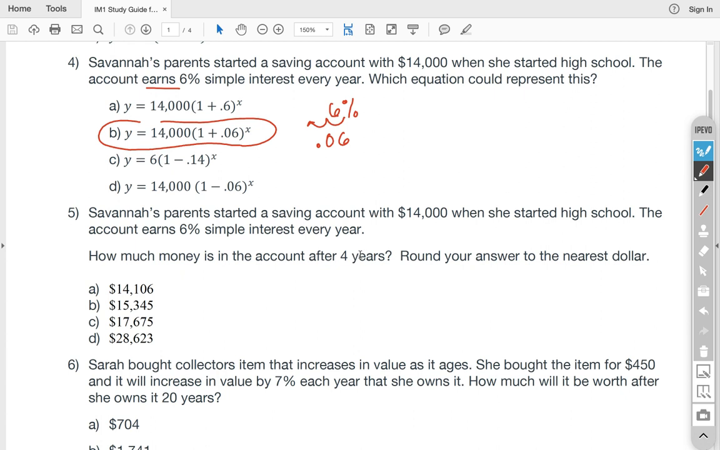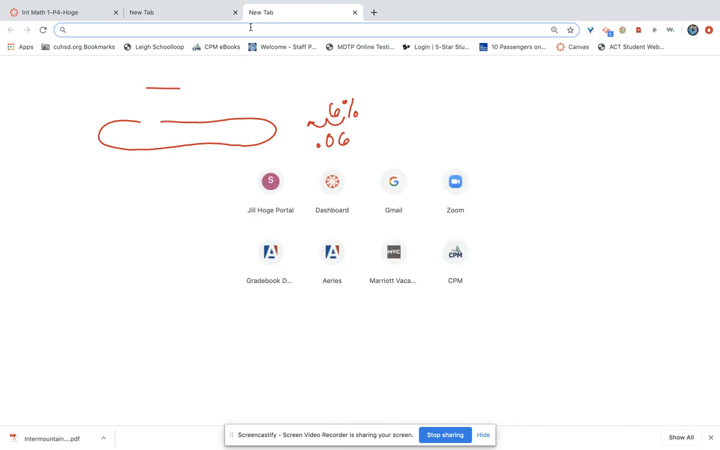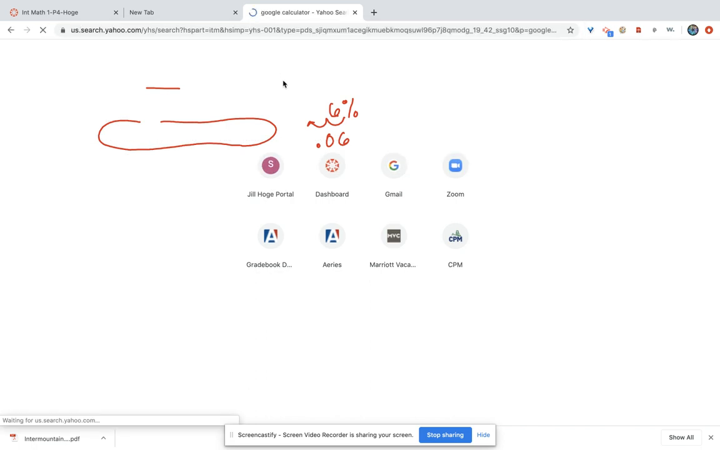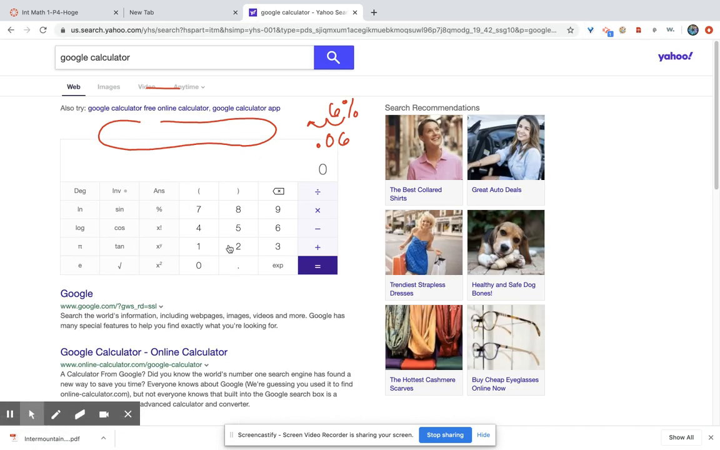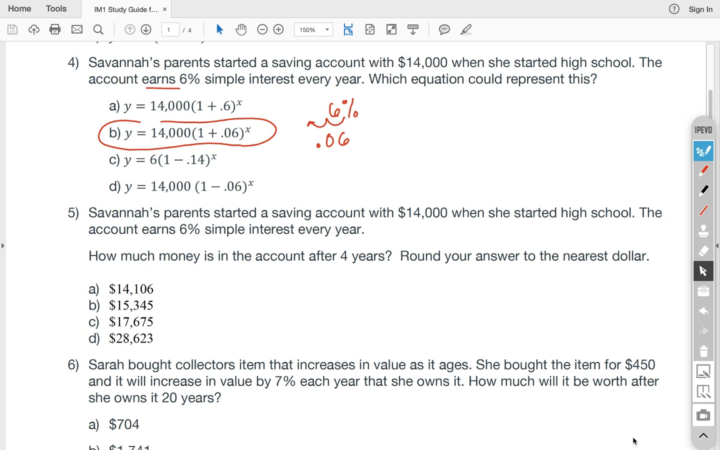Number 5, Savannah's parents started the savings account with $14,000 when she started high school. The account earned 6% simple interest. How much money is in the account after 4 years? So we're going to go ahead and use the calculator for that. I recommend using a Google calculator. So go to Google calculator if you don't have your own at home. And you're going to make sure you know what you're doing. So let's look at the equation. It's 14,000 times 1.06 to the 4 years.